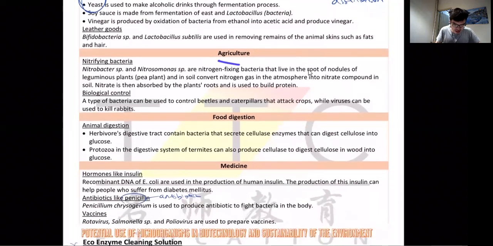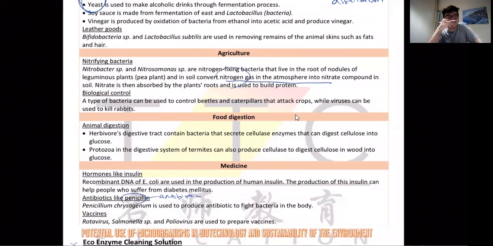Next one, agriculture, the nitrifying bacteria. I will talk about this next year, because this is what you learn next year. Basically, nitrogen fixing is a process that changes nitrogen into nitrate. What is nitrogen? Nitrogen is the nitrogen gas in the air.